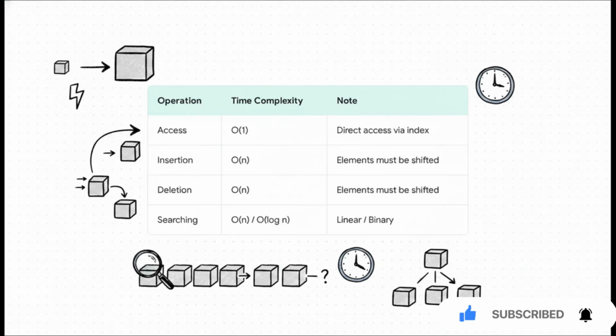Now, the most interesting thing on this slide is the time complexity. Accessing an element, that's O(1), which is super fast. But the moment you try to insert or delete something, the complexity jumps to O(n). Why does that happen? Well, let's take a look.